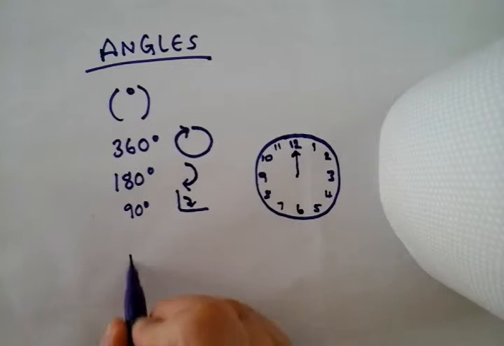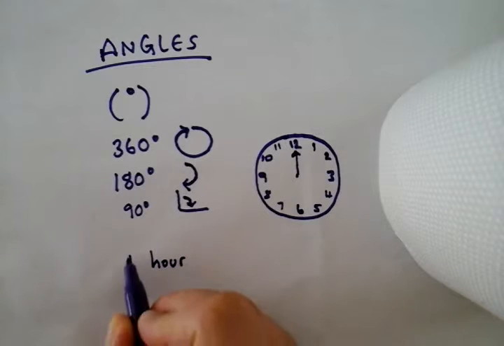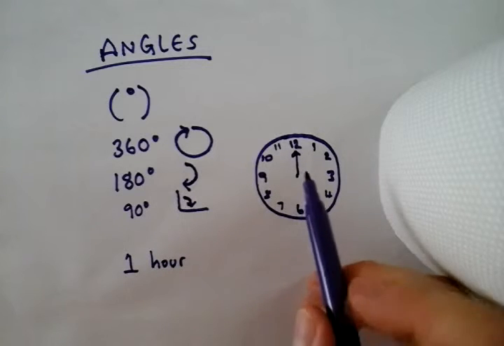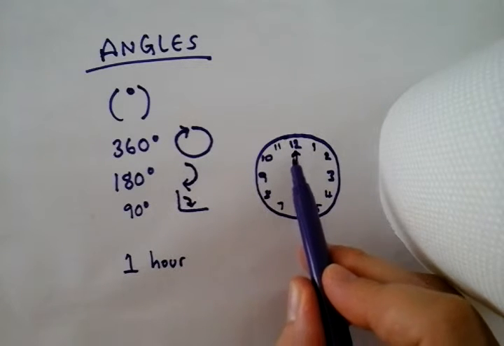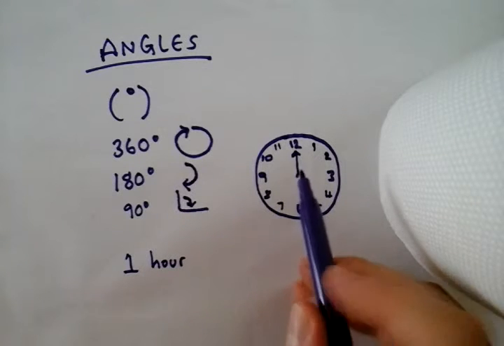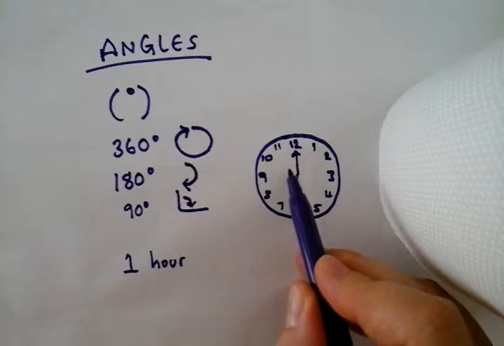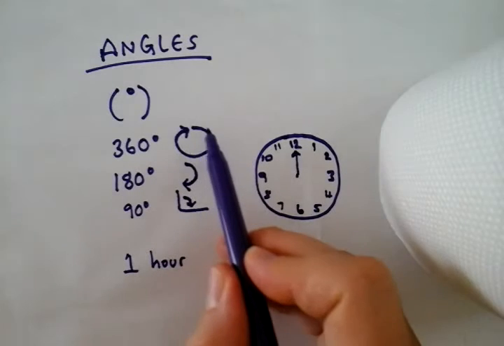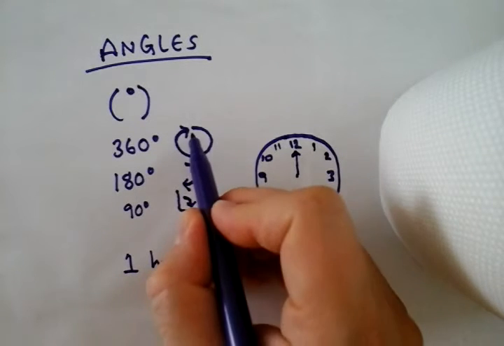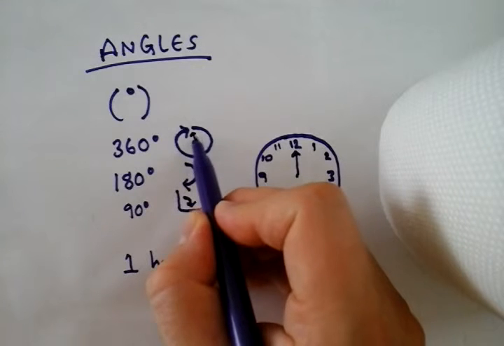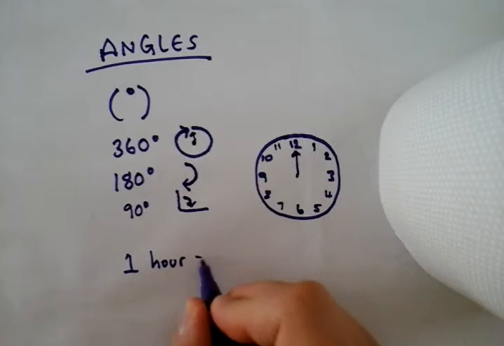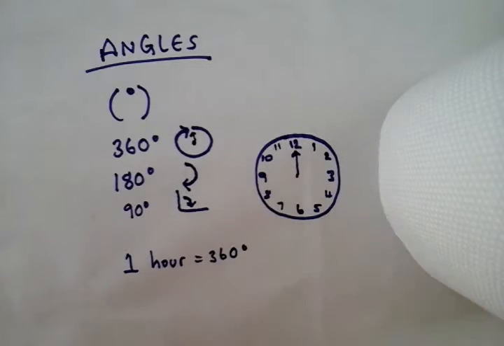So in 1 hour, what happens to the hand? We put the small hand on here, it will go all the way round in 1 hour, and that would equal 360 degrees completely. So it's a complete turn all the way around the clock. So I put the dot in the middle here for the clock. The hand is here. It goes all the way round. So 1 hour is equal to 360 degrees.